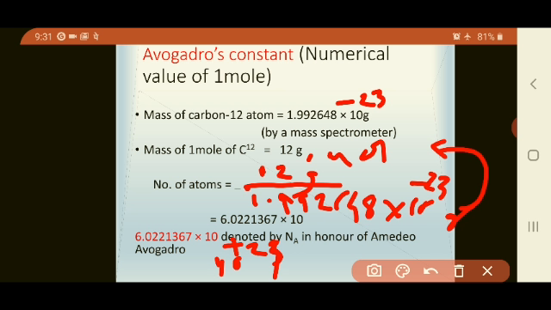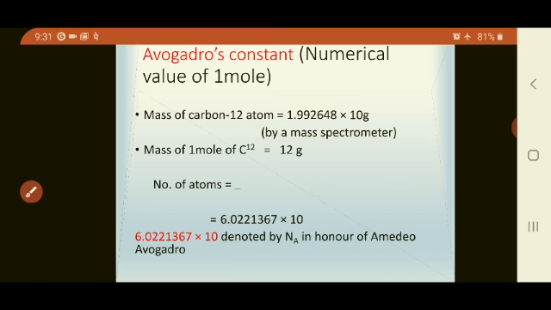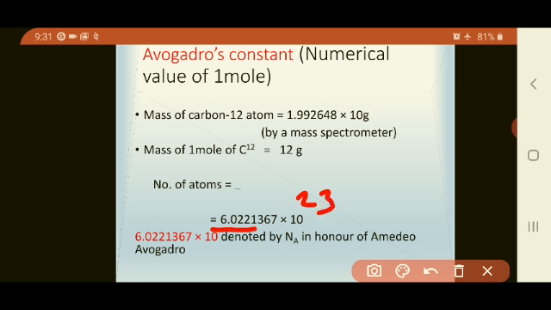So what is the value? 6.022 into 10 to the power 23 is the value of Avogadro constant, and it is denoted by Na. That is Avogadro's constant. Once again I will write this value, 6.0221367. Whenever we take it for calculation, we take only 6.022 into 10 to the power 23. And this value you must remember, right?